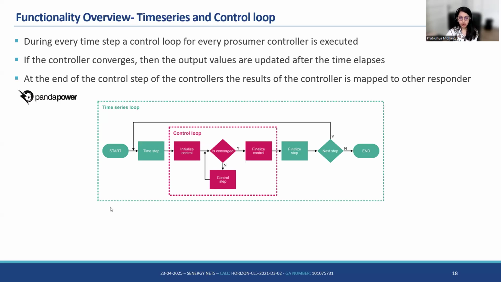And in Panda Prosumer, what we do is that we link this constant profile controller with other controllers in a way that they are communicating. And if all of these controllers connected together converge, then it finalizes itself and goes to the next time step.